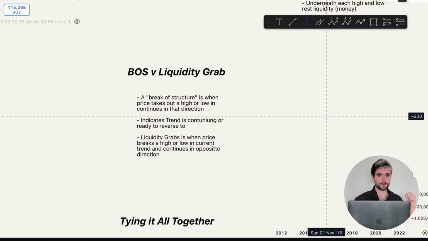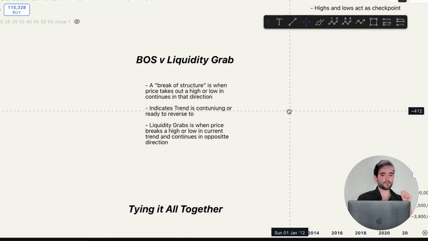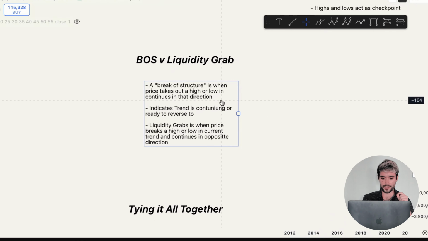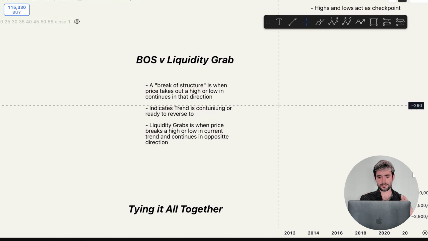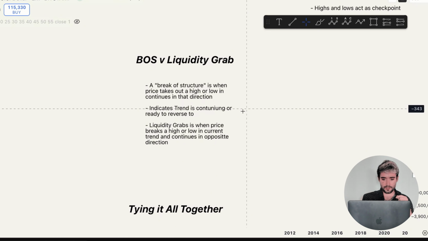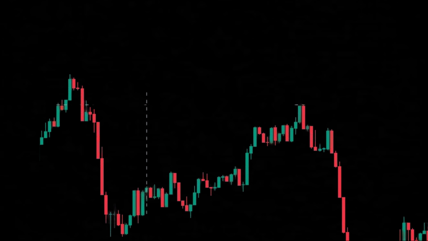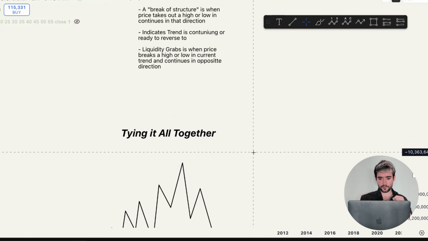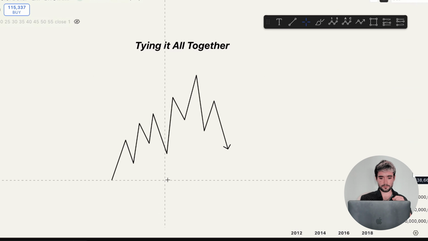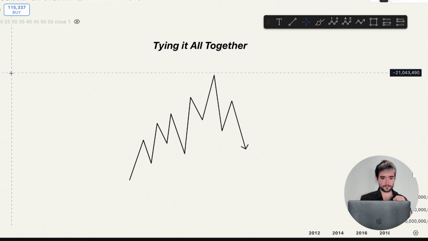And most traders struggle when it comes to understanding the difference between a break of structure and liquidity grab. But once you understand your overall higher time frame bias, it becomes much easier to distinguish between the two. So technically, a break of structure is when price takes out a high or a low and continues in that direction. It usually indicates a trend is continuing or ready to reverse. And liquidity grabs is when price breaks a high or low in a current trend and continues in the opposite direction. So if we're to, again, observe a model here, we can see both liquidity grabs and break of structure.